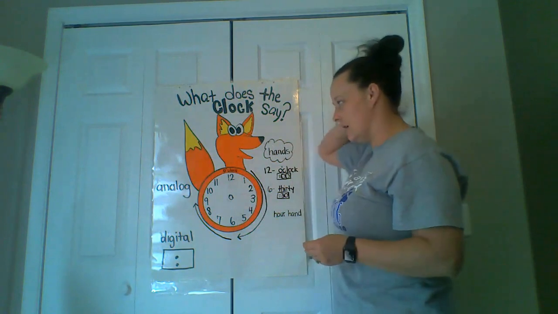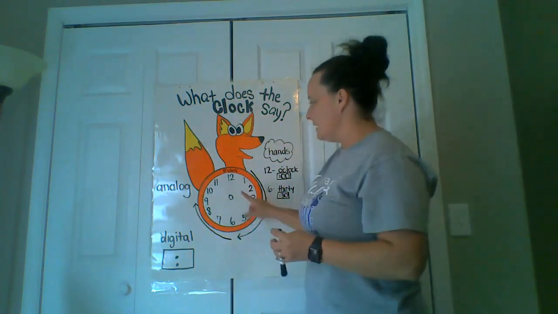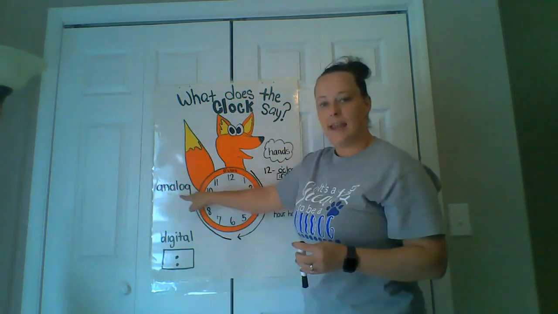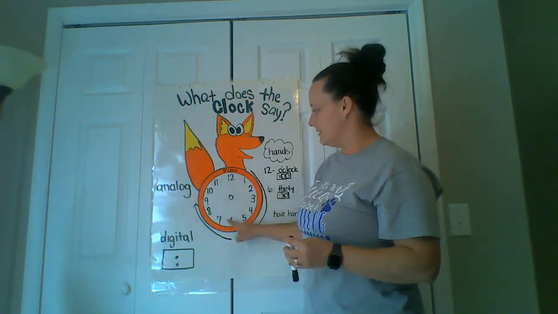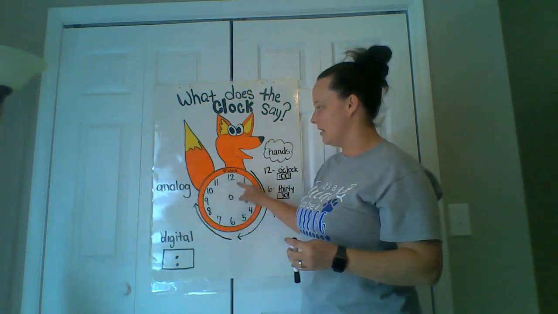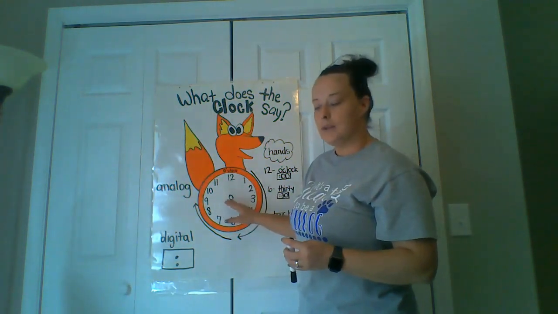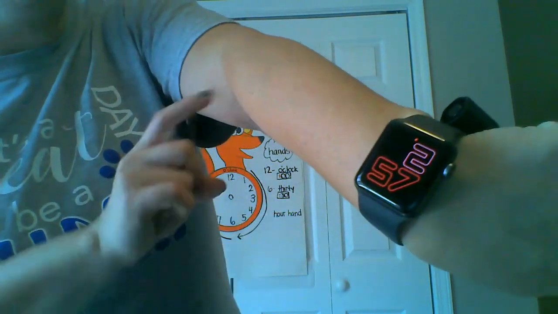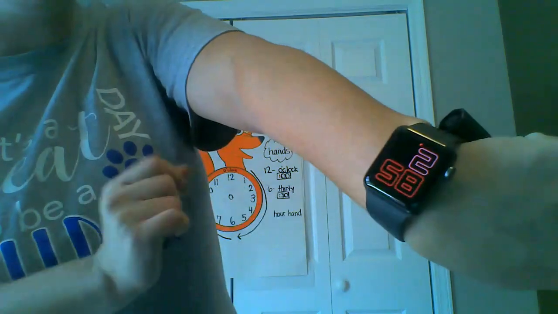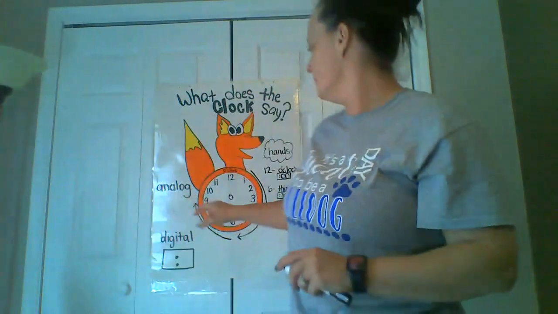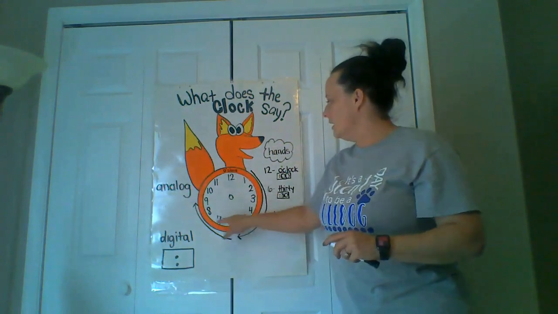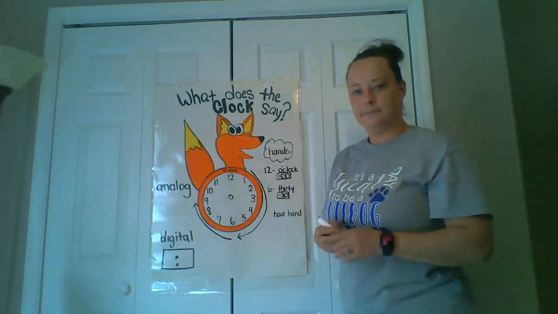So let's look at our clock. Like I said just a second ago, the analog clock looks like this. This is called an analog clock. It's got the numbers around. And we also have something called a digital clock. A digital clock is kind of like my watch. It doesn't have the hands. It's just the numbers. So here we are looking at the analog clock today.